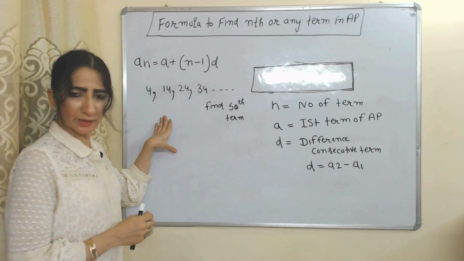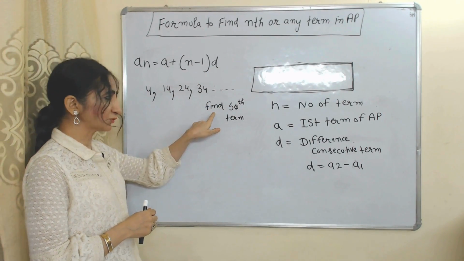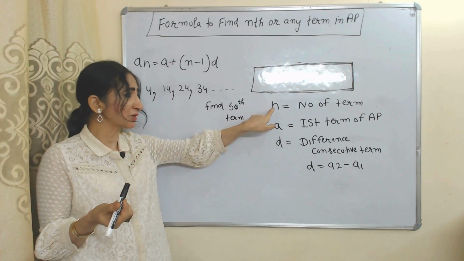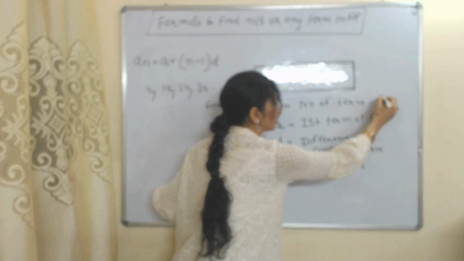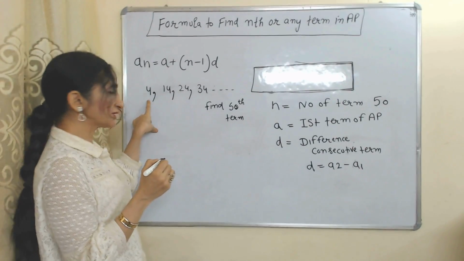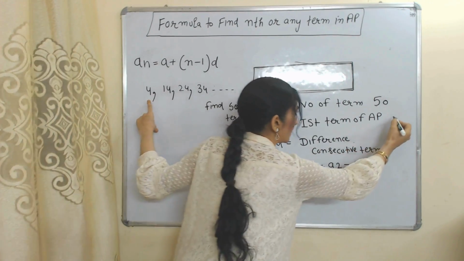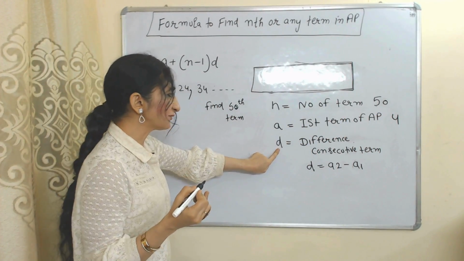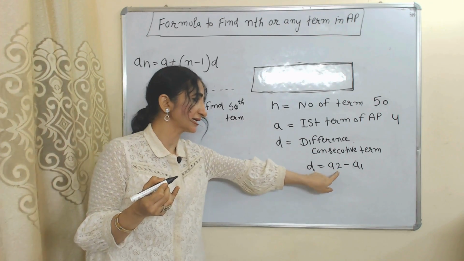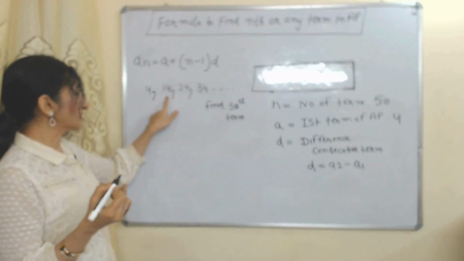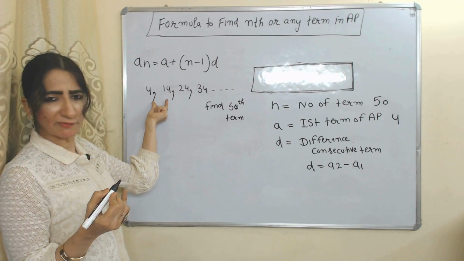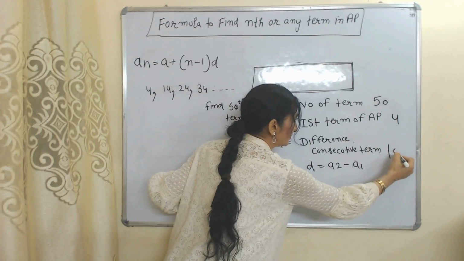Now we will solve one question. This is our question and we have to find the 50th term. That's why the value of n will be equal to 50. a is the first term of the AP. First term is 4. That's why value of a is equal to 4. d is the difference between consecutive terms, and we can calculate d when we subtract the first term from the second term. Second term 14, first 4, and difference between 14 and 4 is equal to 10. So 10 will be our d.